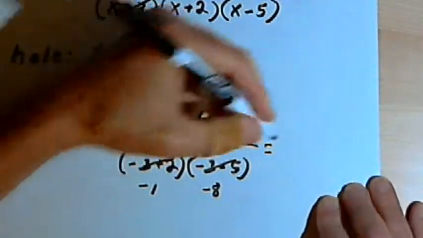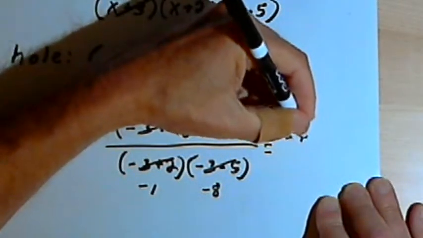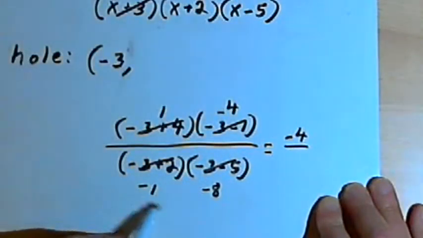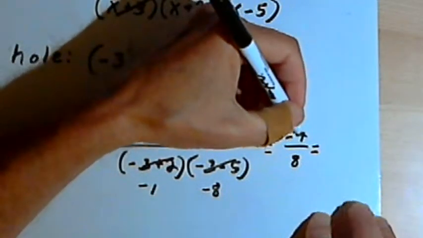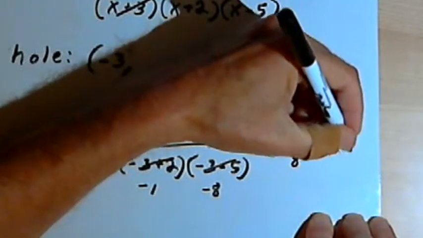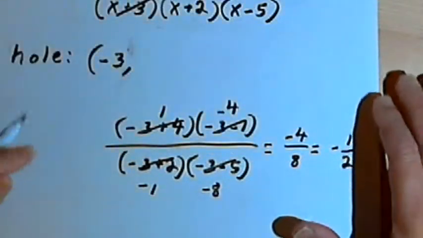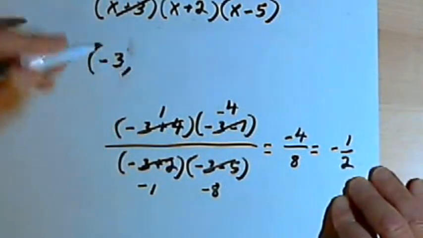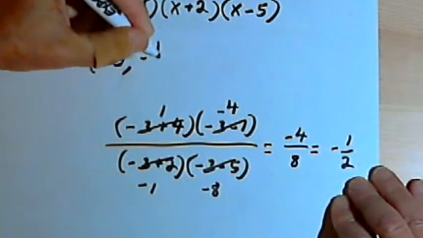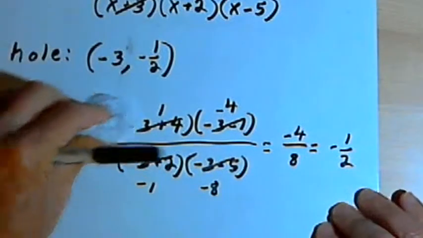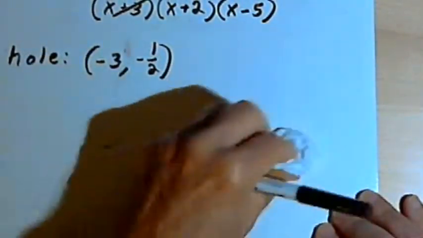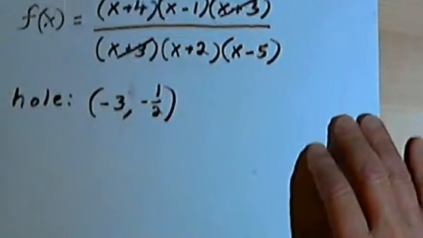I multiply the numerator, I get a -4. The denominator is going to become a +8. So that means this fraction, -4 over 8, is going to equal just -1/2. So the hole is going to be at (-3, -1/2). Okay, let's clean this up and go on to whatever we're looking for next.